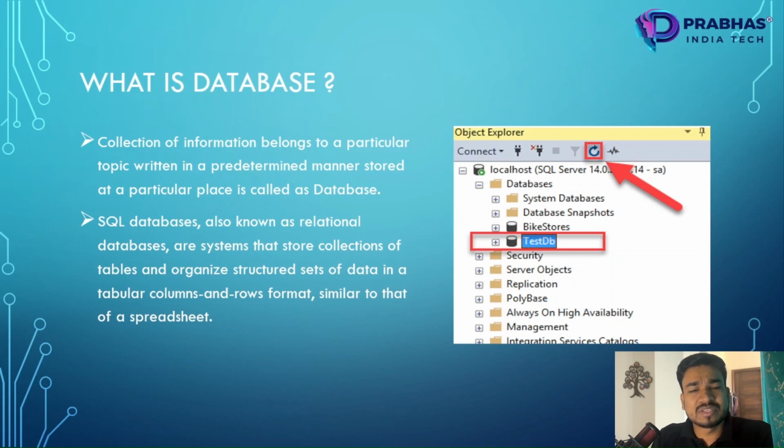Database means we are collecting information regarding any particular topic, and that information we are storing in a particular place in a predetermined manner. That is called a database. I already told that we have SQL Server, which is a relational database. We have a DBMS, that is a database management system, and we have an RDBMS, that is a relational database management system. So SQL Server is a relational database management system.